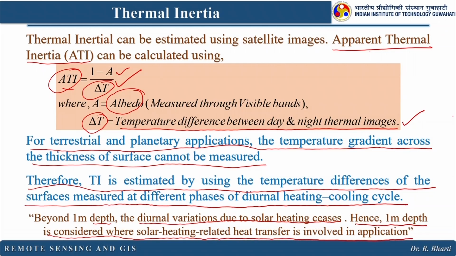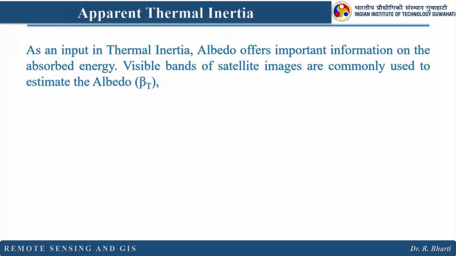So the information you are getting in terms of emitted energy or temperature, I told you, is a volumetric property, right? So that will give you the information till this 1 meter depth. Beyond that it ceases. So in apparent thermal inertia, as an input, albedo offers important information on the absorbed energy. Visible bands of satellite images are commonly used to estimate the albedo, right?